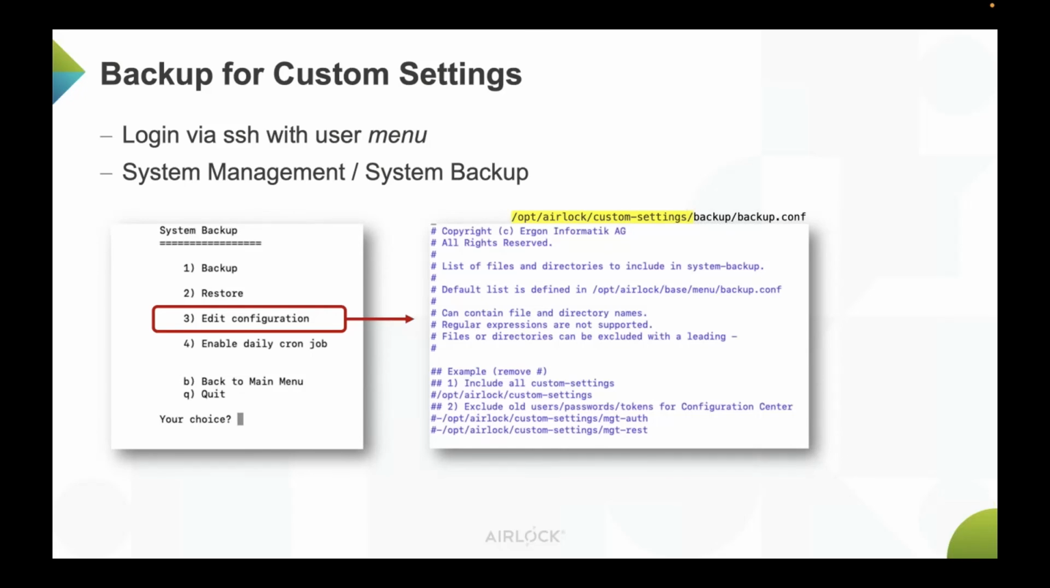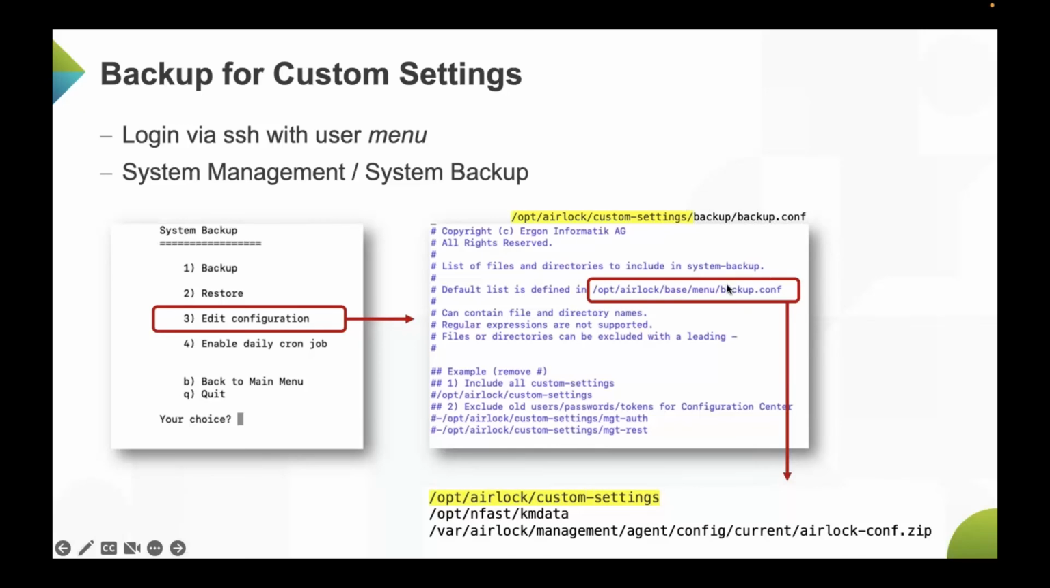Up to date, you just had the current configuration in the backup, and now you can actually enable files and directories in this file here. When you choose number 3 in the menu, this will open up this file here, and it's all commented out by default, and it directs you to this backup conf file, which has the default list elements in it.